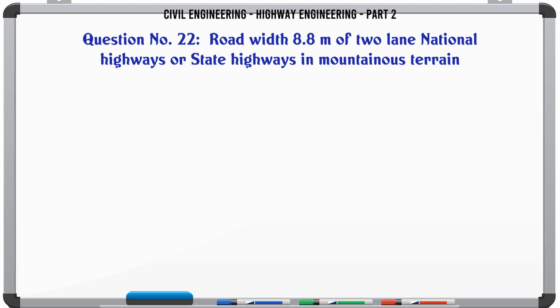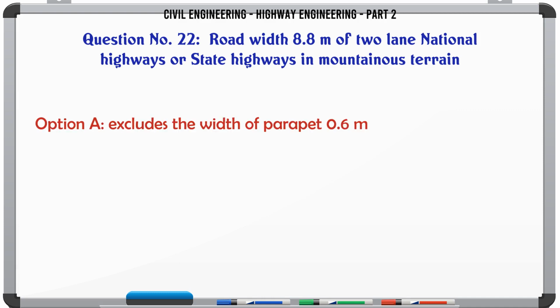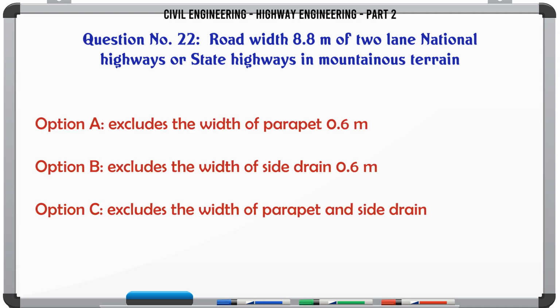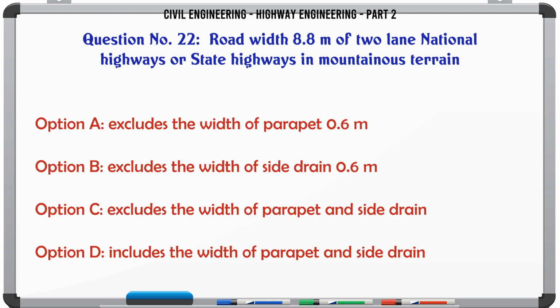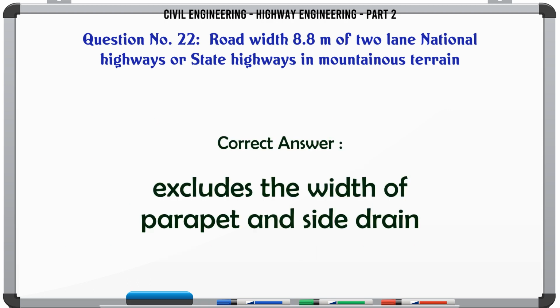Road width 8.8 m of 2-lane national highways or state highways in mountainous terrain: A. excludes the width of parapet 0.6 m, B. excludes the width of side drain 0.6 m, C. excludes the width of parapet and side drain, D. includes the width of parapet and side drain. The correct answer is excludes the width of parapet and side drain.